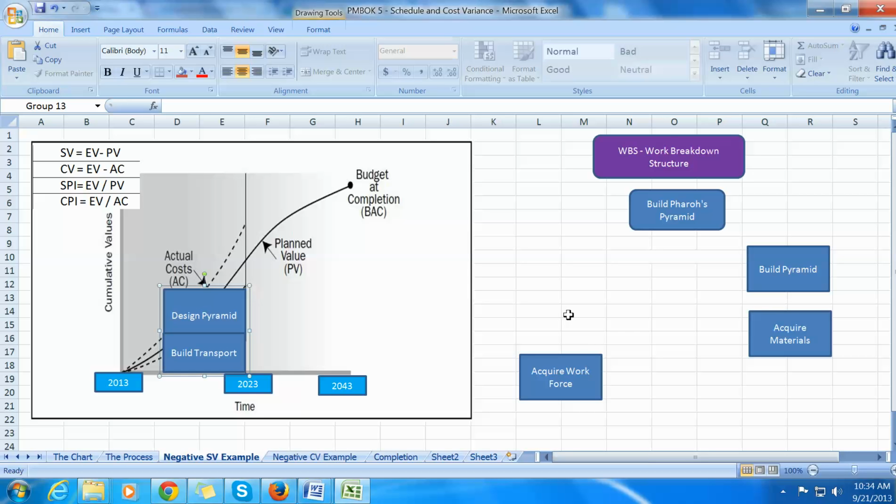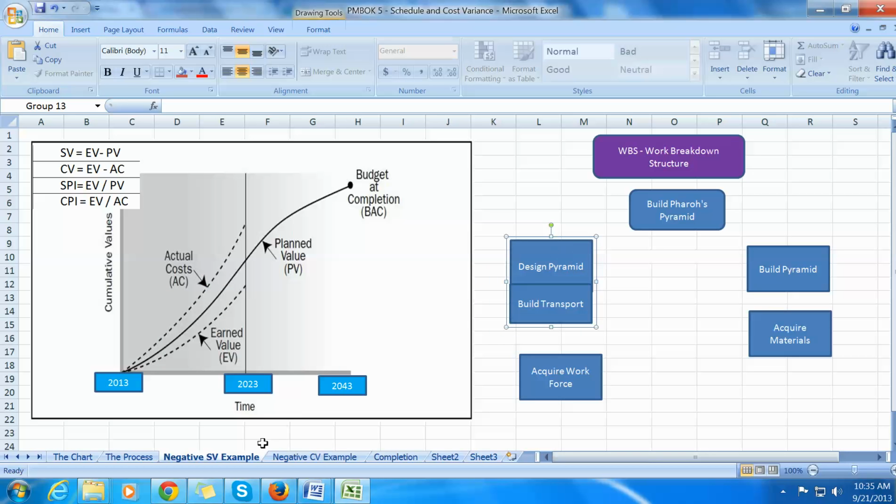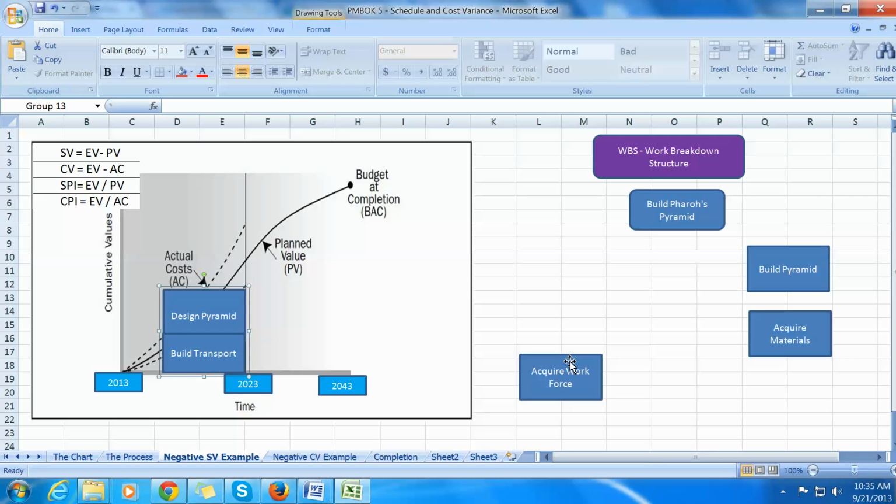Now, once again, in explaining all this, when I first learned it, I had a great deal of trouble understanding the math behind it. You have to understand that accountants, project accountants, are giving you the numbers that pertain to the completion of these work breakdown structure units. So the accountants are giving you this information. They are building it. That's where the numbers are coming from. But getting back to this, in this negative schedule variance example, all you've done is design the pyramid and build the transport. And so for earned value over here, that's what you've done. It's a problem. You haven't even done acquire workforce.